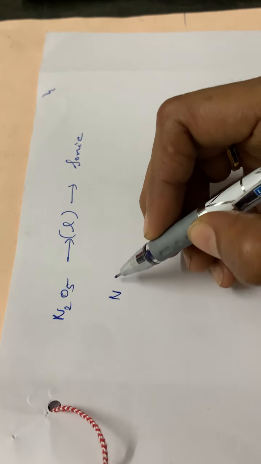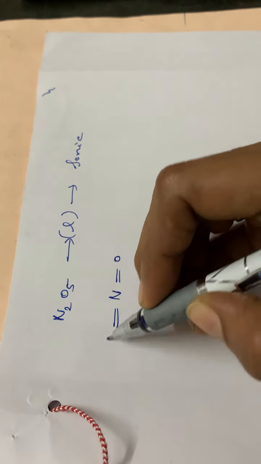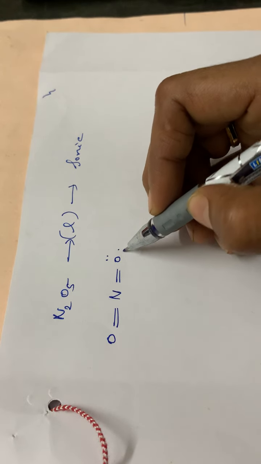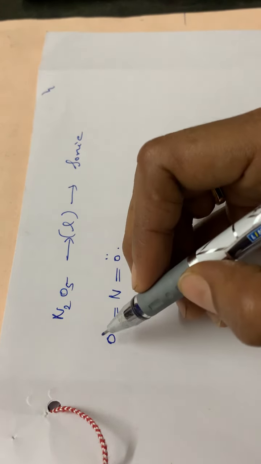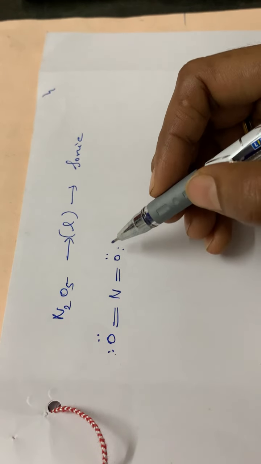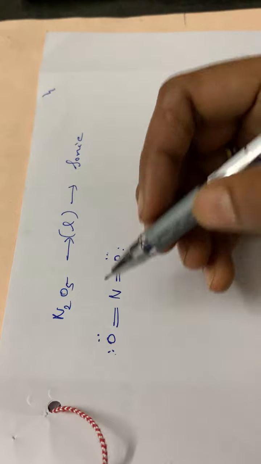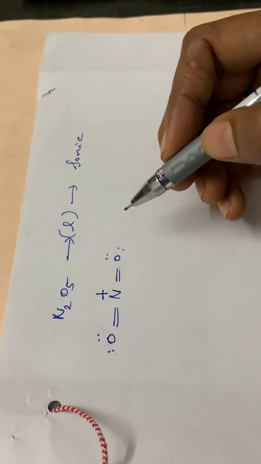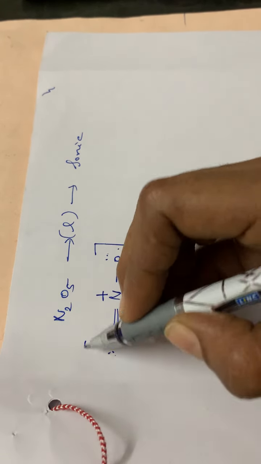That is N double bond O, double bond O. For this oxygen, how many lone pairs? 2 lone pairs of electrons. Again for this oxygen, 2 lone pairs of electrons. So total 2, 4, 6, 8. Then for nitrogen, a plus charge. So this is one structure.